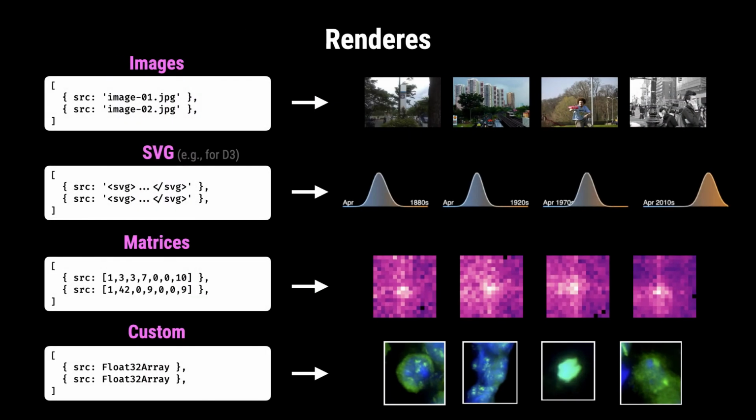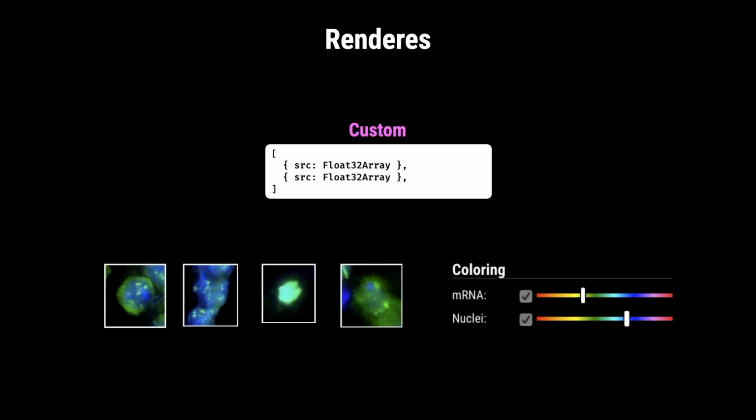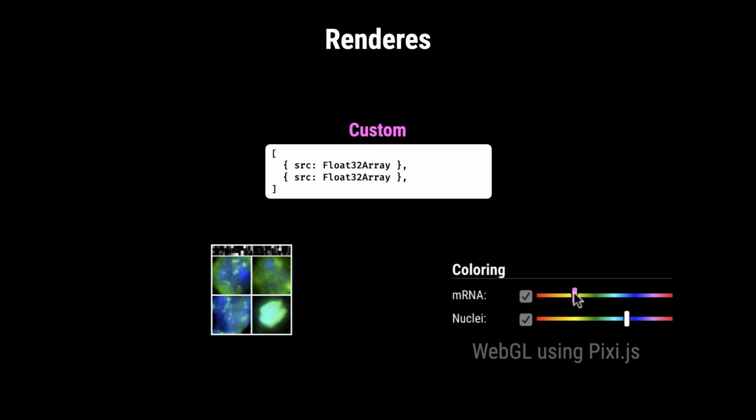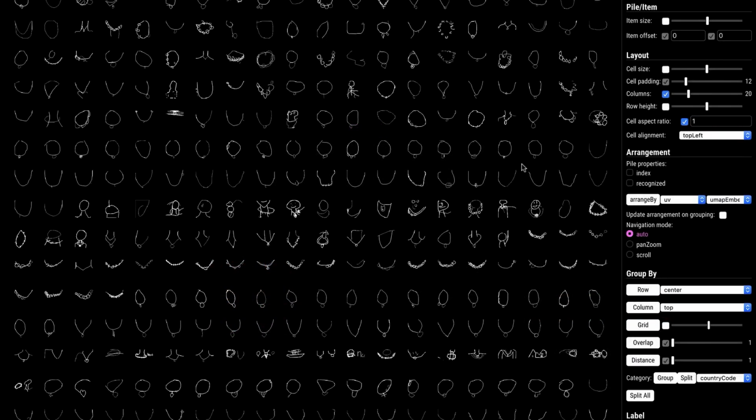Out of the box, Piling.js can render images, SVGs, and matrices as we've seen before. And it's also possible to develop your own custom renderer. For instance, in this example, we're showing multi-channel immunofluorescent microscopy data that is rendered with a custom WebGL program to provide smooth dynamic re-rendering. Now, to put this all together, I want to show you two examples how the piling metaphor enhances the exploration of small multiples.